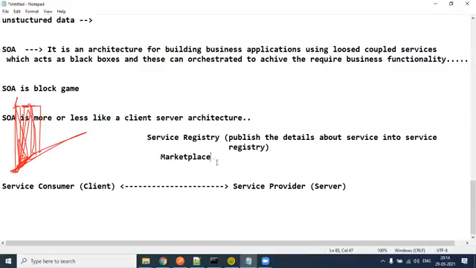Okay, so the point I'm trying to say is you should know about this funda. Now there is a client, there is a provider. Now you have to tell me, will the service provider go and deploy the service in the service registry, or what will you actually publish in the service registry? You will publish the details about the service, right?